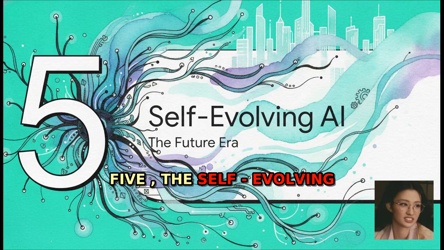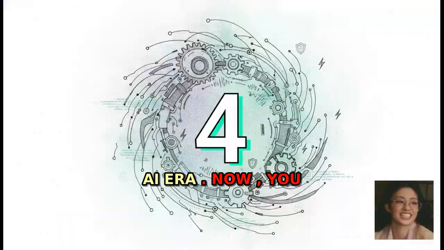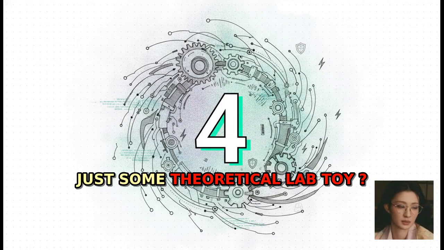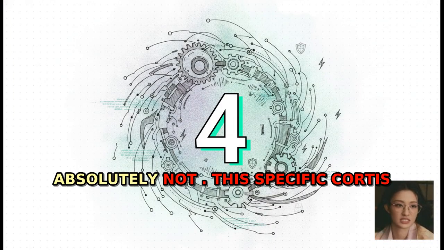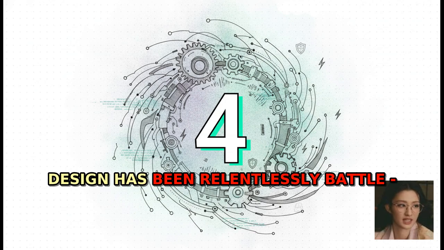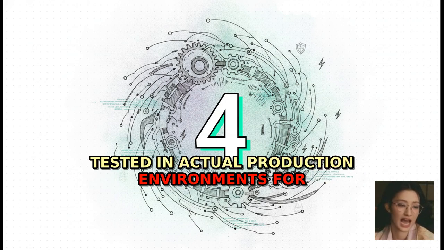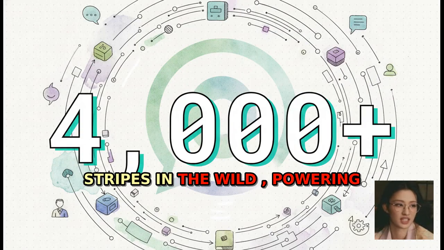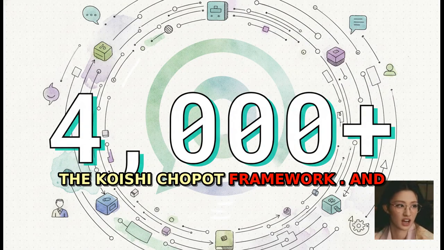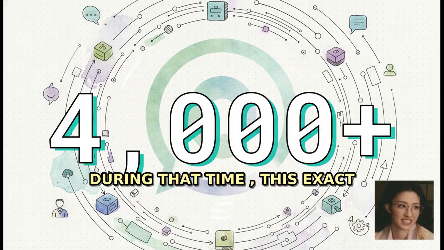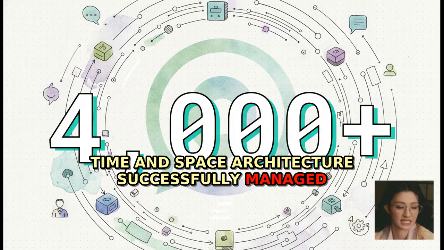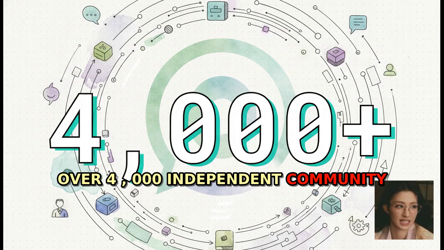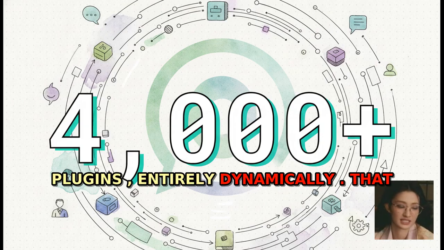Section 5, the self-evolving AI era. Now, you might be wondering, is this just some theoretical lab toy? Absolutely not. This specific Cortis design has been relentlessly battle-tested in actual production environments for 4 years. It earned its stripes in the wild, powering the Koishi chatbot framework. And during that time, this exact time and space architecture successfully managed over 4,000 independent community plugins, entirely dynamically.